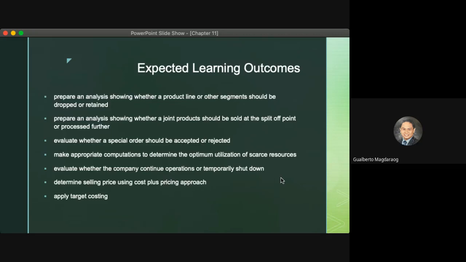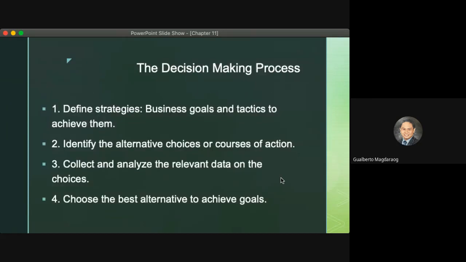Initially, magkakaroon tayo ng konting computation ng utilization of scarce resources. And then evaluate whether the company continues operation or temporarily shuts down. Determine selling price using cost plus pricing and target costing. Okay, so medyo konti lang ito.